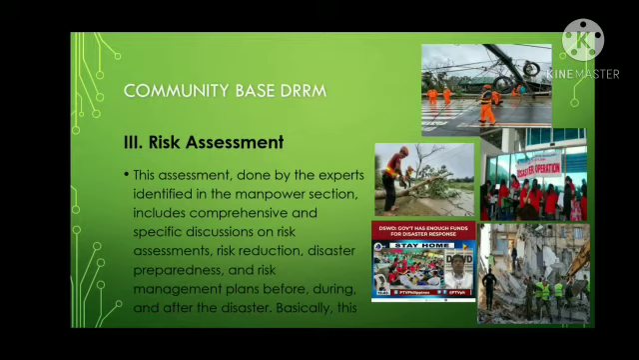Next, we have the risk assessment. This section includes the identification of each potential hazard and the level of disaster risk that the community has on each hazard. The guiding parameters in assessing the risk include the following. First one, we have the vulnerability of the community to hazard.